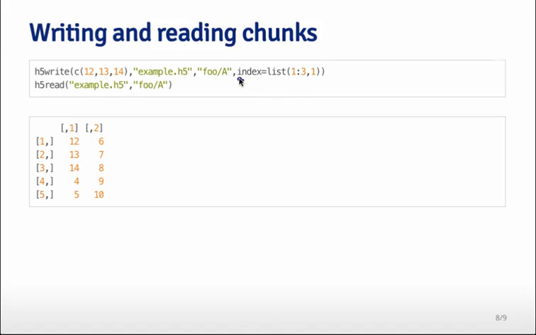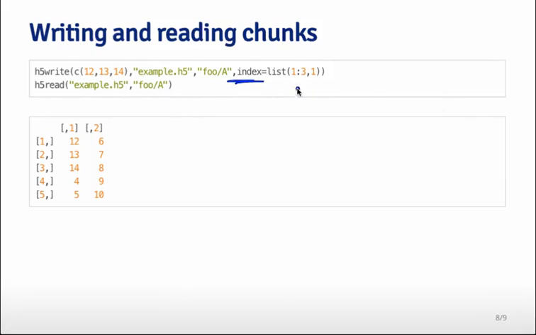So what we can do is give it indices. The index argument here gives you indices for each of the dimensions. So for the first dimension, we're going to say write to the first 3 rows in the first column of this data set these values. And if we read the data set after we've done that writing, you can see that in the first 3 rows of the first column, you get 12, 13, and 14, just like we wrote there.